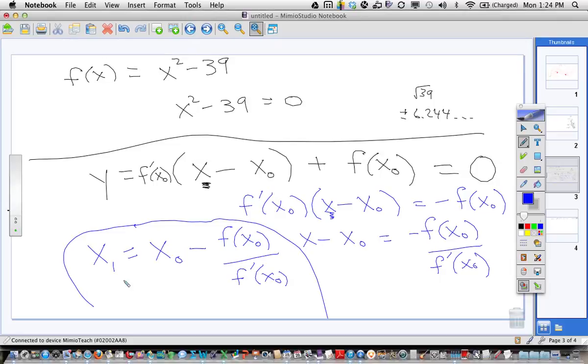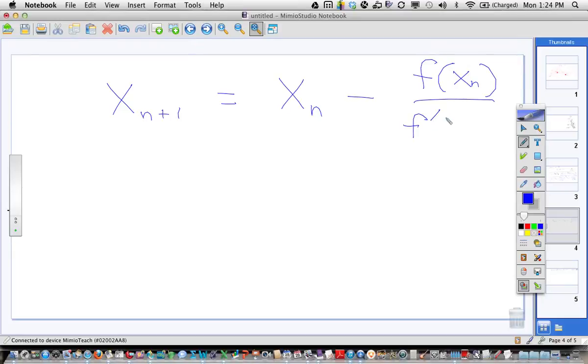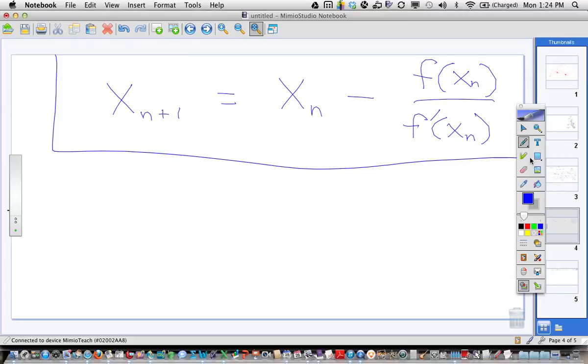So here's your formula for your notes for Newton's method. X sub n plus 1 equals x sub n minus f of x sub n over f prime of x sub n. And we keep doing it until what?